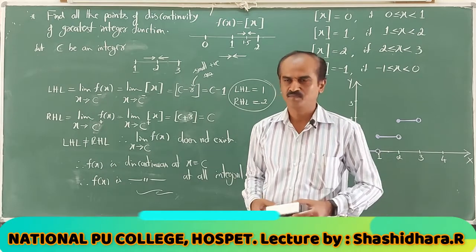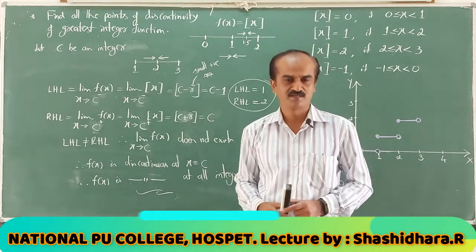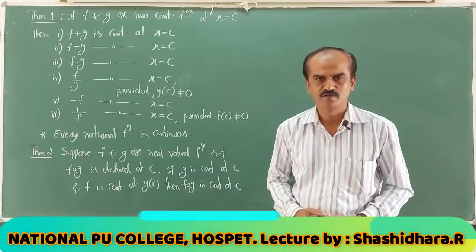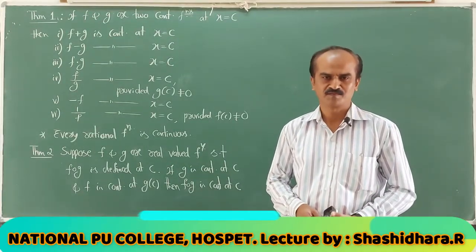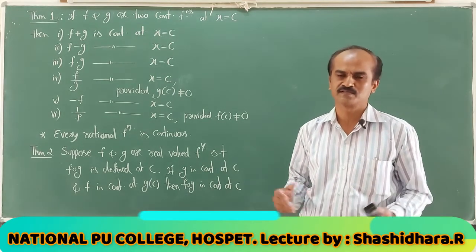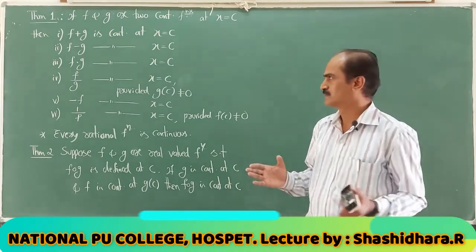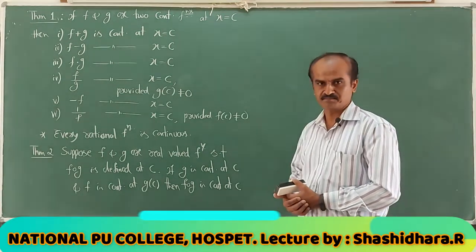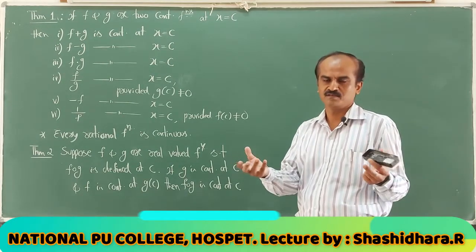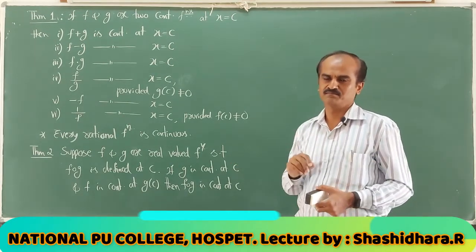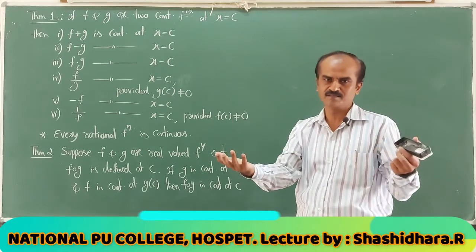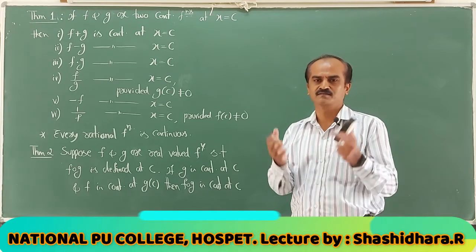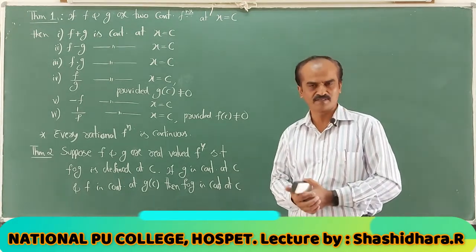Now finally we will take the theorems associated with this continuity. Okay, now we will discuss some of the important theorems associated with continuity. The first theorem says f and g are two continuous functions at C, two different functions but continuous at the same real point. Maybe at x equal to 1, f is continuous, g is continuous. Then the sum of the two functions is also continuous at the same point.